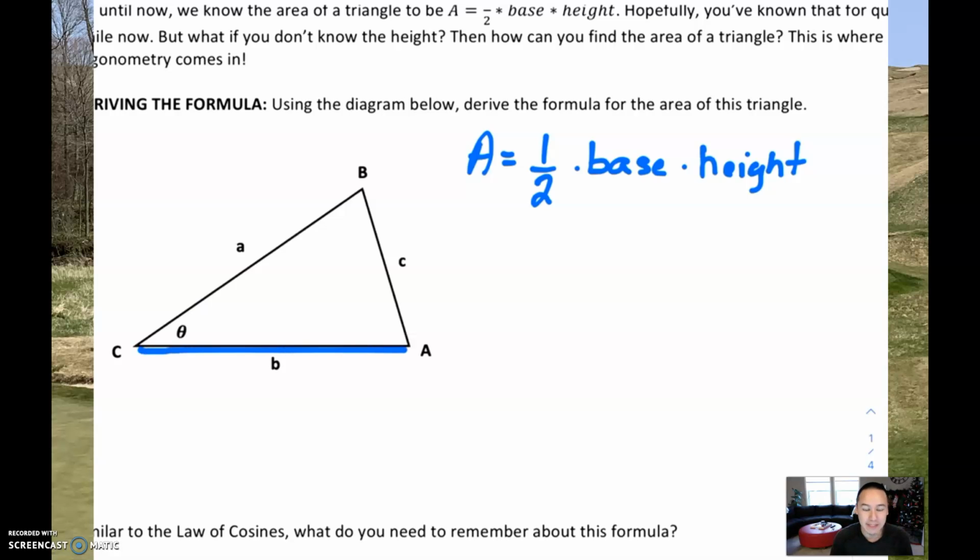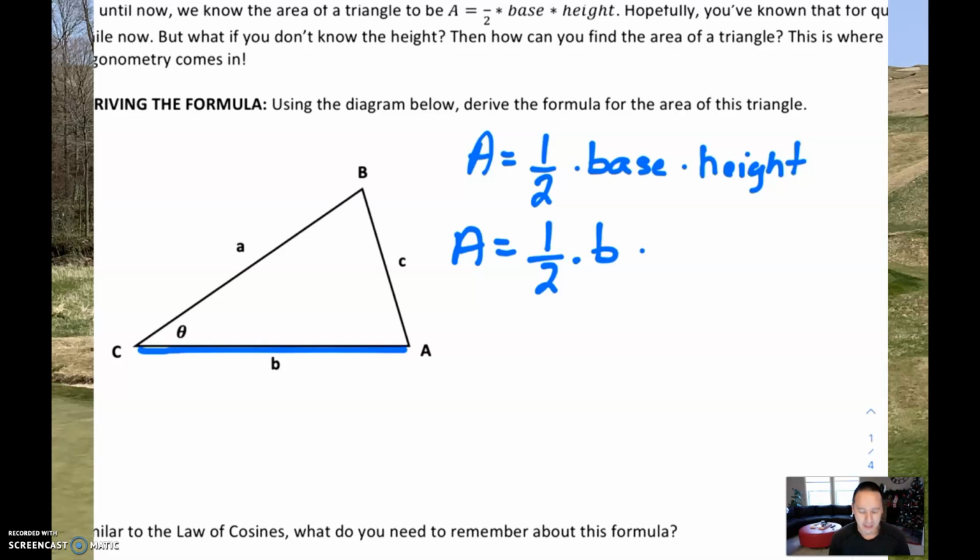Technically, you could make the base any of these sides that you want, just rotate it around and flip that on the ground, but I'm just taking the one that's on the bottom. In this case, it's labeled B. So we have our area is equal to 1/2. I'm going to call that base B.